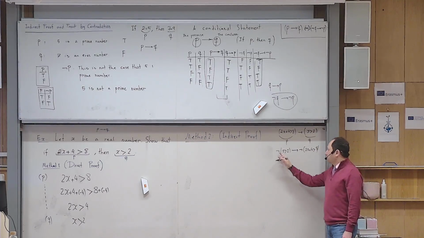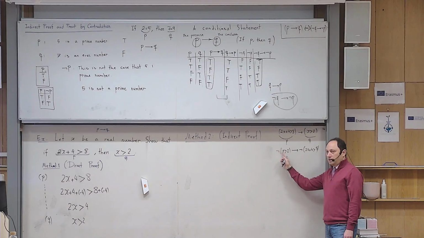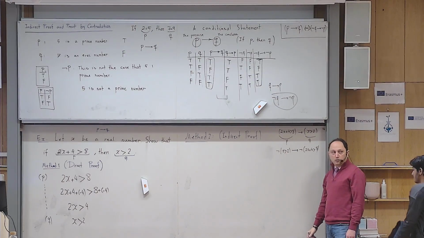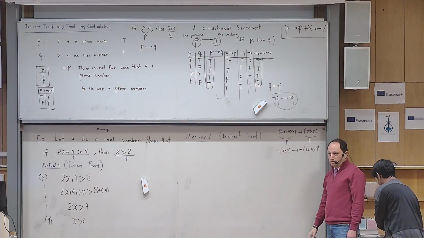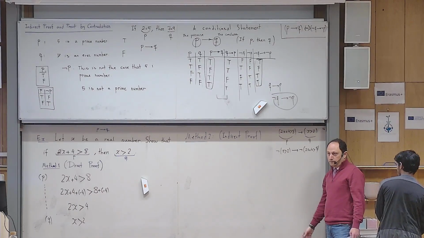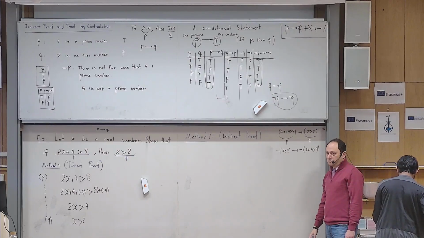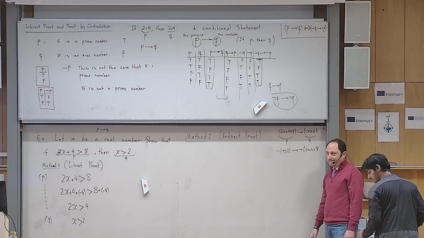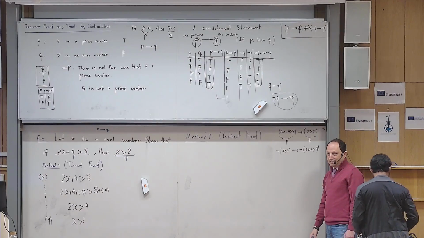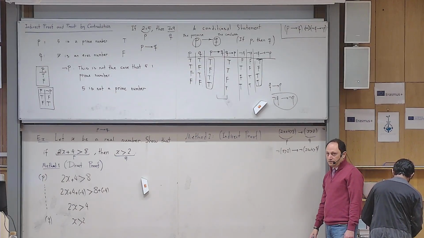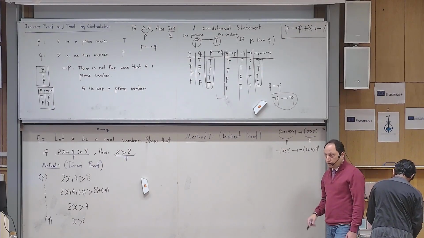Can you write a better way? Because when you say x greater than 2, negation means it is not the case that x is greater than 2. Then what happens? Yeah. 2 is greater than x. No. Be careful. Yes? X is less than or equal to 2. Less than or equal. You didn't say that one.